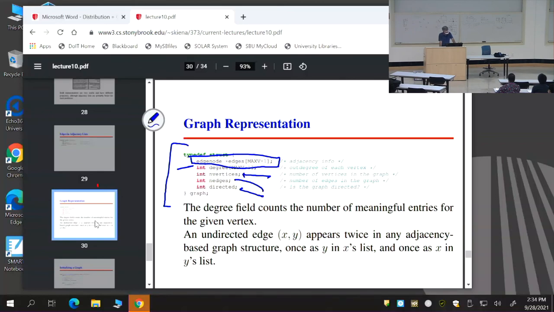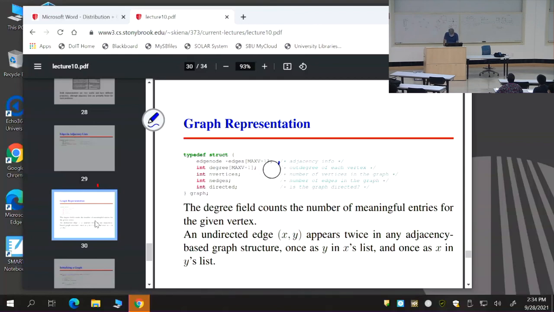The most important thing in my graph structure is that I am going to have an array of size n of linked lists. That's what the adjacency list is. In constant time, I can go to the edges associated with vertex i because they are on the ith list of this thing. Any questions about that?